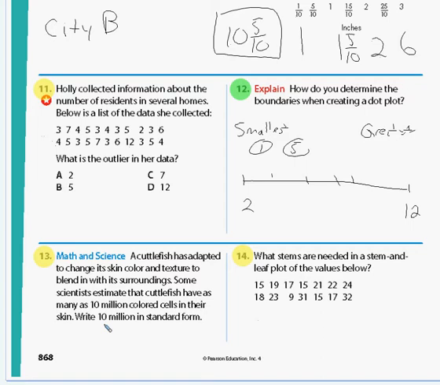And problem 14. What stems are needed in a stem and leaf plot of the values below? So what stems are we going to need to get all this data on a stem and leaf plot?